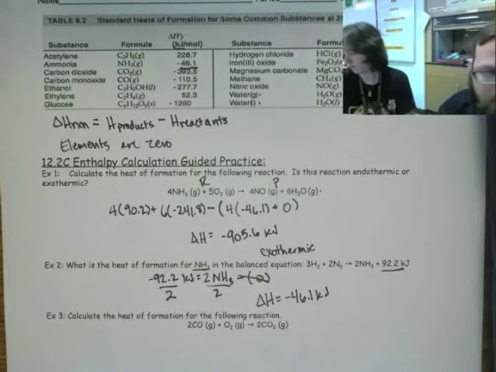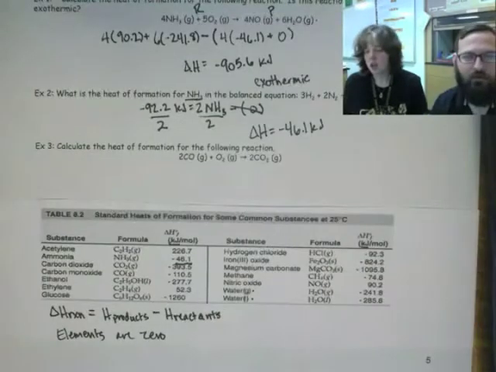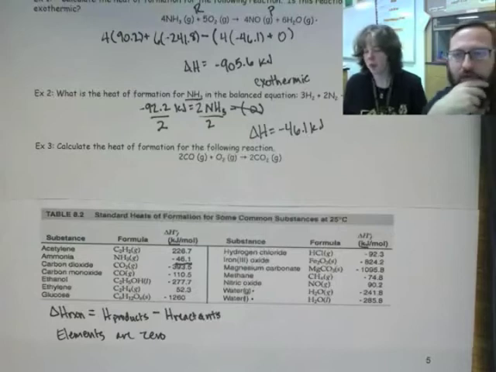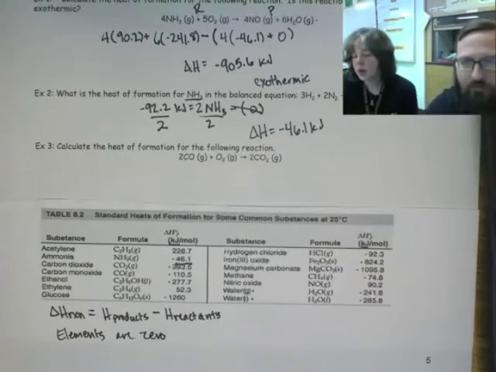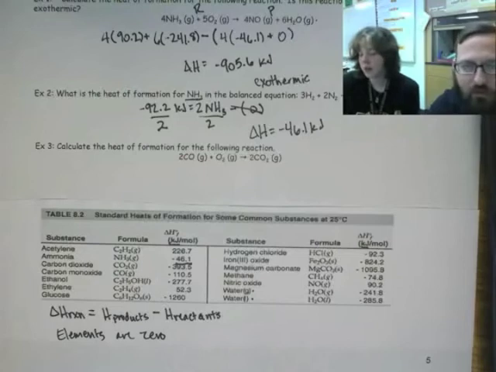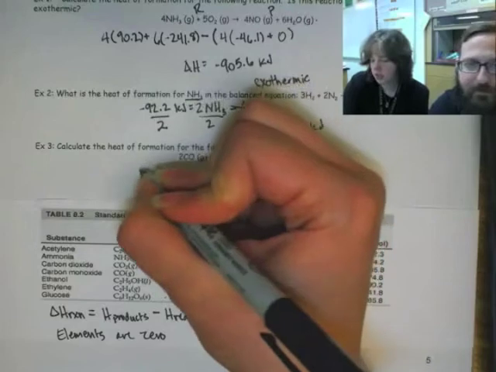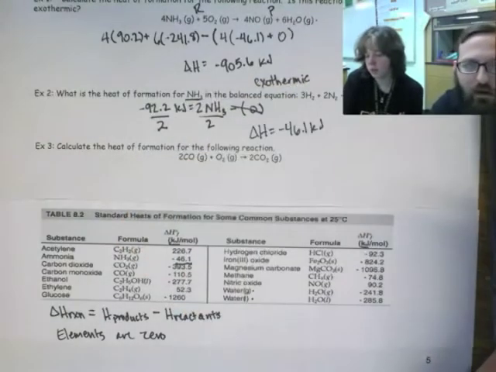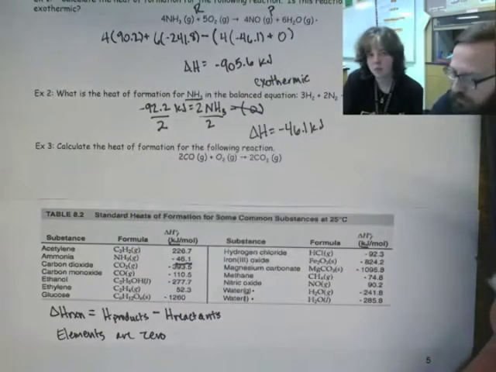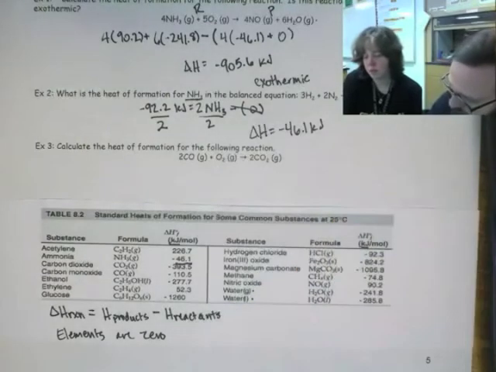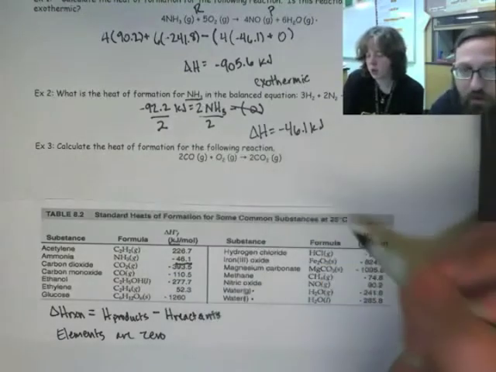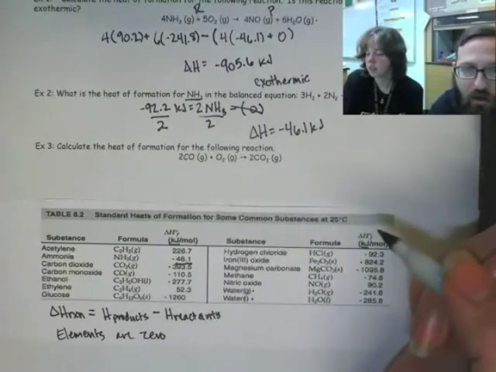All right. So now for our last problem. And this is going to go back more toward our basic formula. We want to calculate the heat of formation for the following reaction. All right. And so we know that our delta H is going to equal the heat of our products minus the heat of our reactants. And we've got to make sure we add all of them up. So what's our only product in this case? CO2. We've got 2 of them.